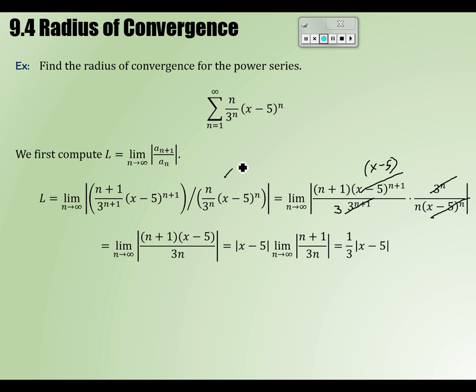And now the limit as n goes to infinity of this nice expression is something a pre-calculus student can do, right? 1/3. And we still have this absolute value of x minus 5 hanging around.